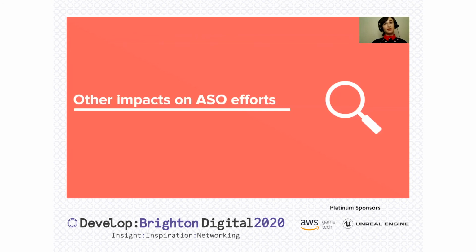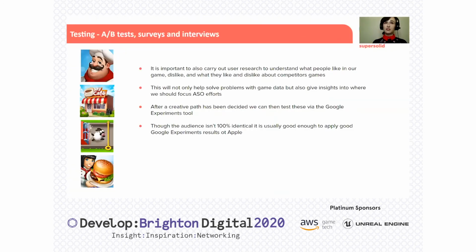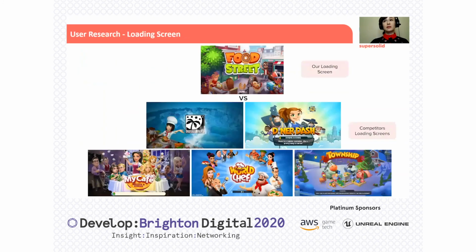So, other impacts on ASO efforts: A/B tests, surveys, and interviews. It's really important to do research in terms of what your people like, what they dislike about your app, and also what they dislike and like about competitors' games. This will not only solve problems with the game, but also give insights in terms of how to improve your ASO offering. After deciding on how to improve this, you then can test these with the Google Experiments tool. And although the audience isn't 100% identical between Apple and Google, it's also good to apply these Google experiments to Apple.